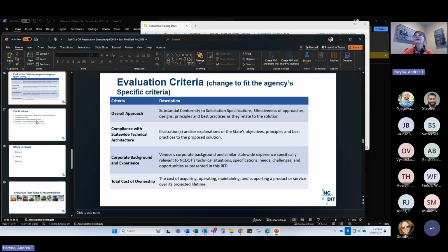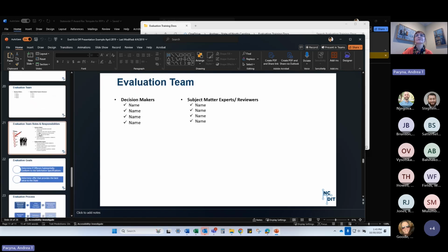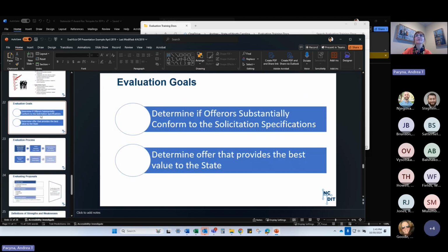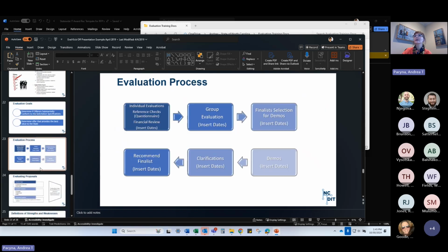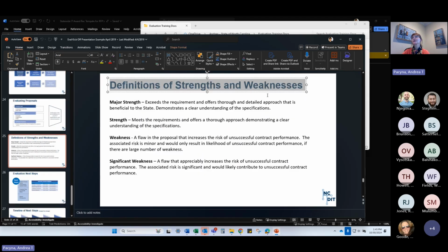What else do I have? Okay, so you talk about what you're going to do and how this could all be set up. You don't have to fill this in, but evaluation goals. What else do I say? I think the biggest thing that I stress to these people, and here's definitions of strengths and weaknesses.